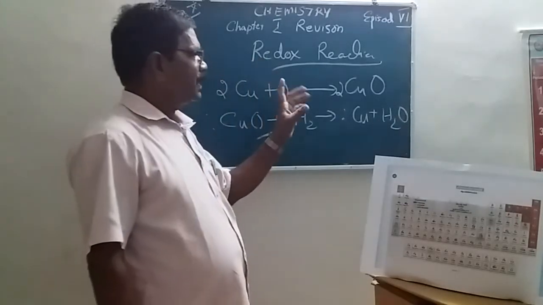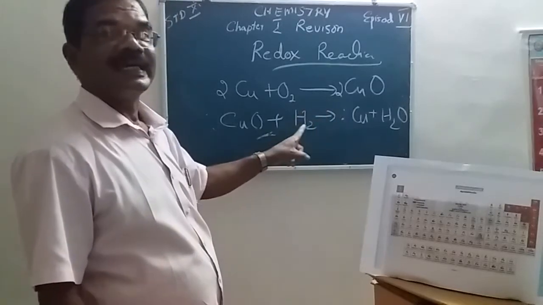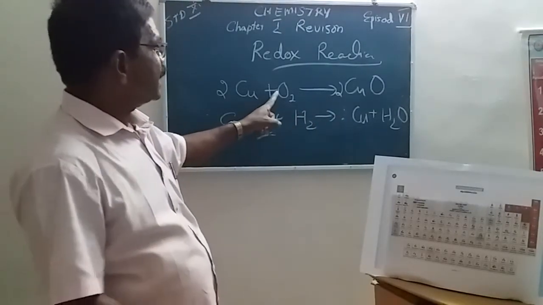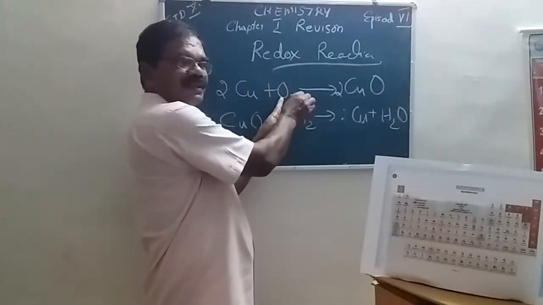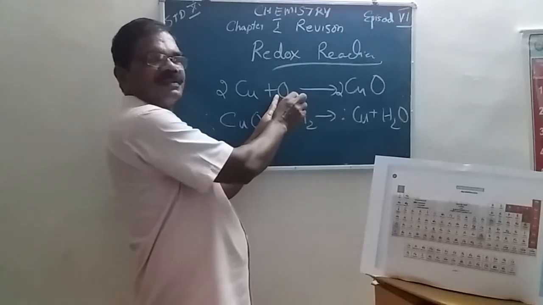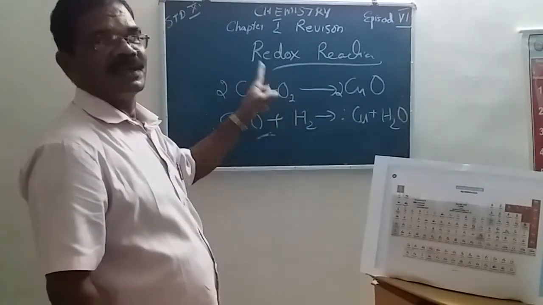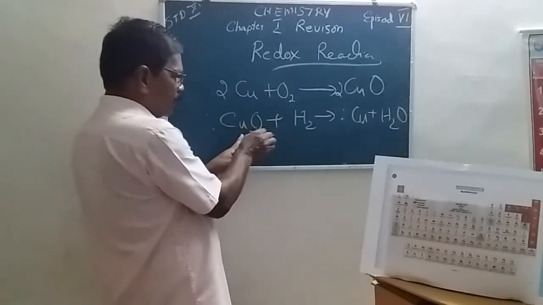First you have to learn one thing. Oxidation is the combination with oxygen. Reduction is the removal of oxygen. There may be one more thing: oxidation is the addition of oxygen or the removal of hydrogen. You don't have to give more importance to the case of hydrogen. You have to know the first thing first.